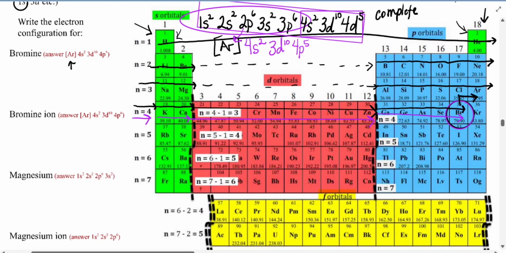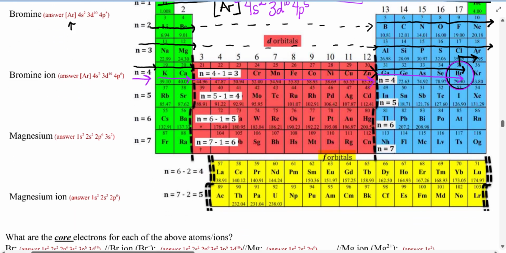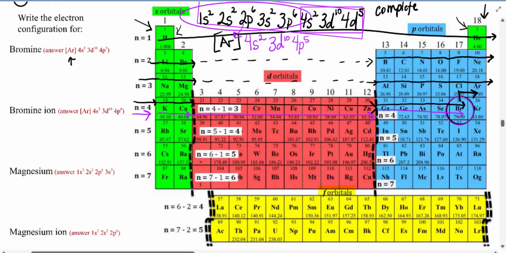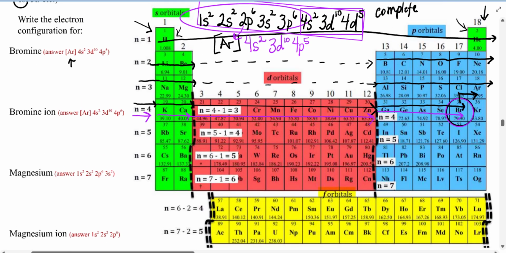Okay, so I'm going to let you guys do the rest. Actually, let me show you about an ion first, and then I'll let you do the rest. Check it. If you have questions and you can't get these electron configurations on your own, please ask me in class.